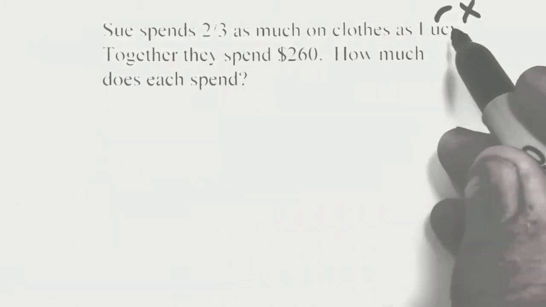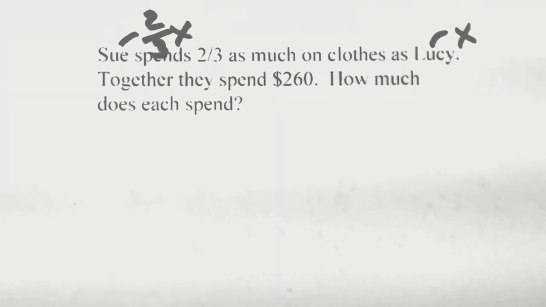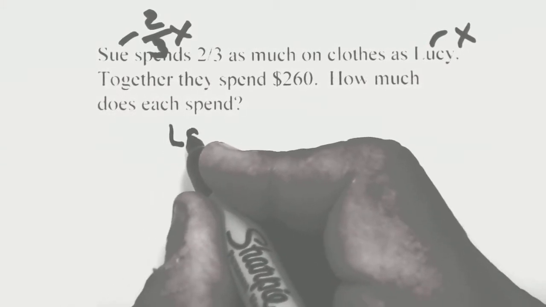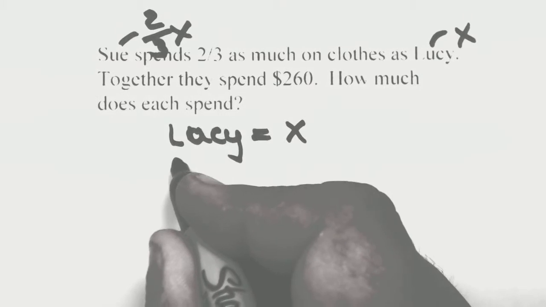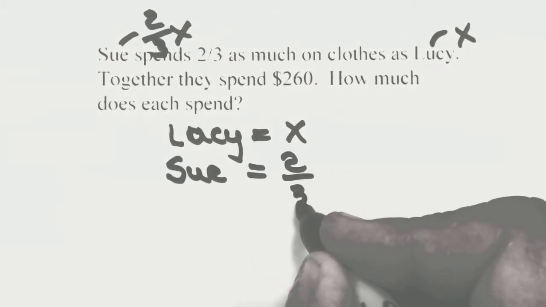Sue spends 2/3 as much. Well, that's going to be then 2/3 times x. So we've got both of these set. Now we can go ahead and label those. So we made Lucy equal to the x, and Sue equal to the 2/3 x.